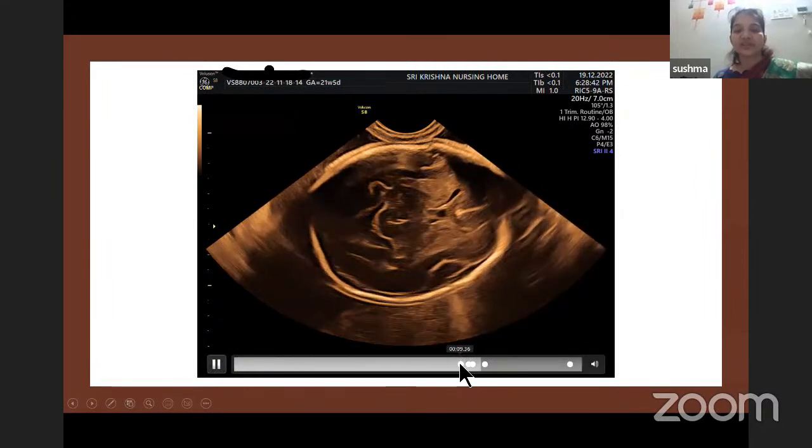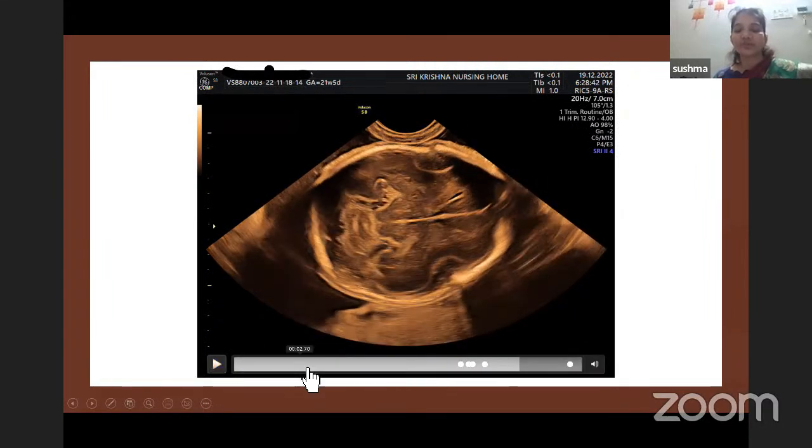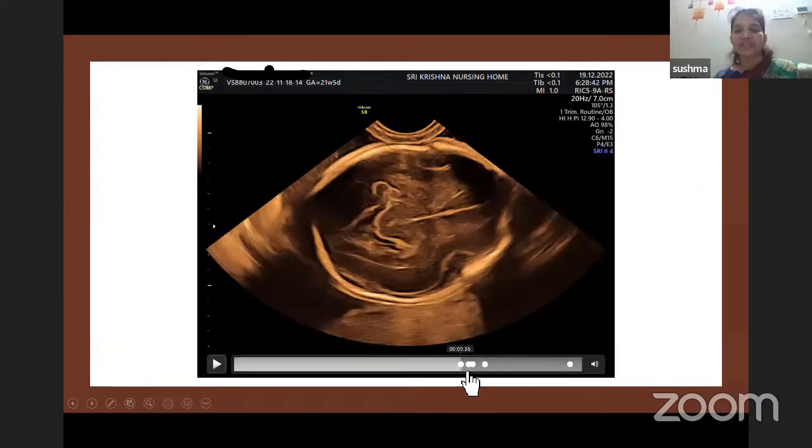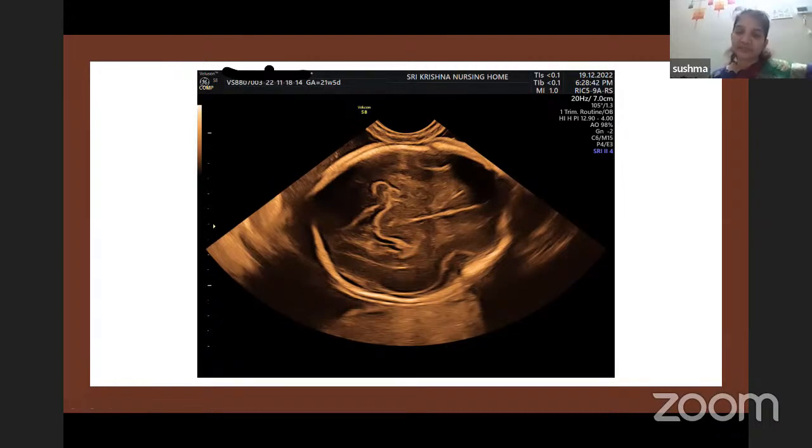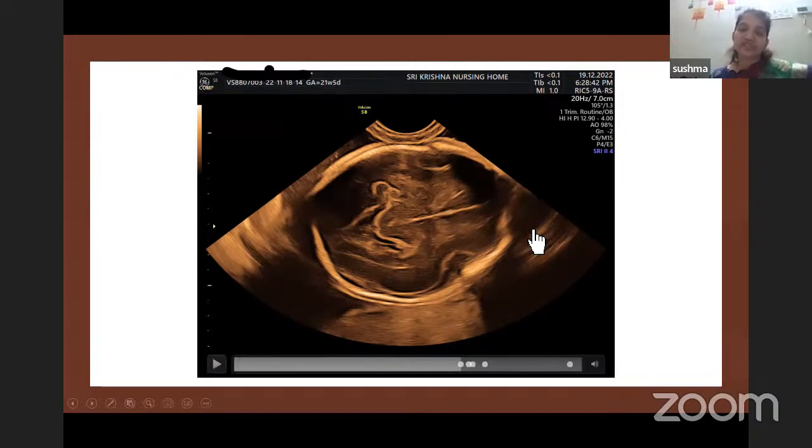So here, I want to show you a few sections, and just please tell me what section is this, and do you think it is a perfect section? Is this a perfect section? We can see an arrow sign here. So what section do you think it is? And do you think it is a perfect section?